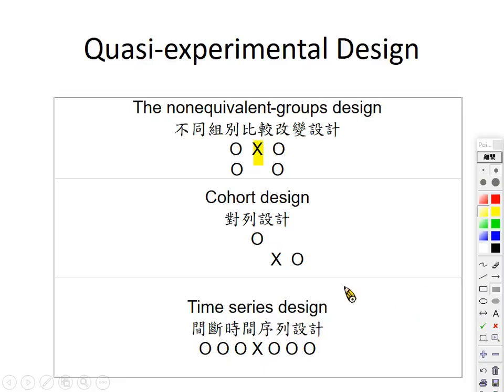Cohort design, how many groups here? Actually, we still have two groups, right? Because there are two rows, 1 and 2. Okay, one group and the other group. Which group is the experiment group? The later one. Is that right? This one is the experiment group, and this is the control group. This is a control group, right? Okay. How can we apply this design?